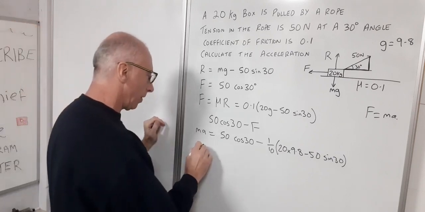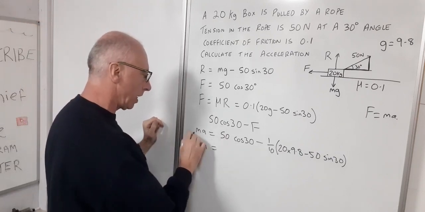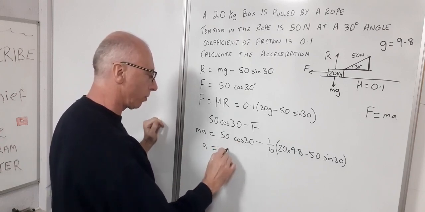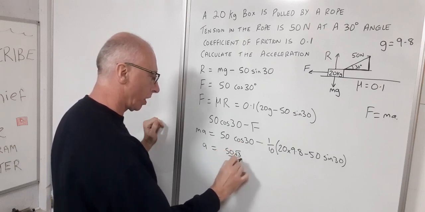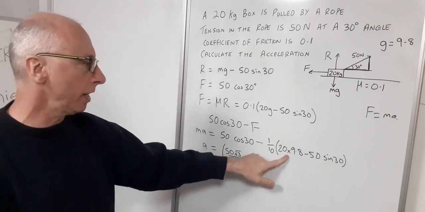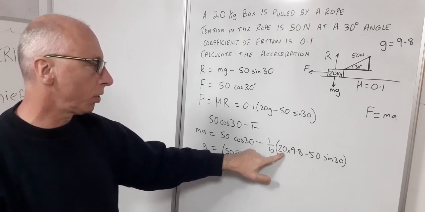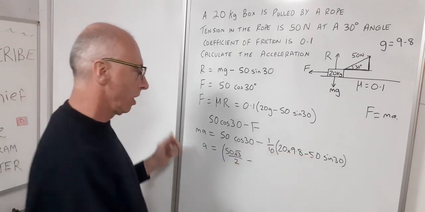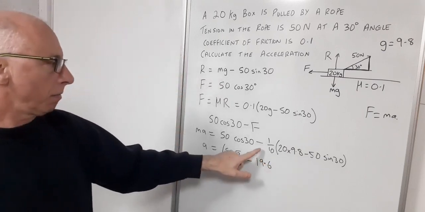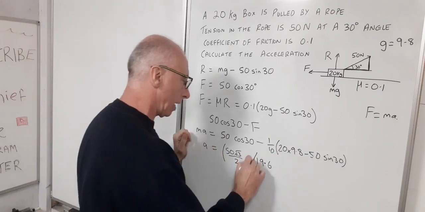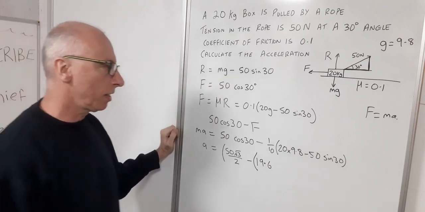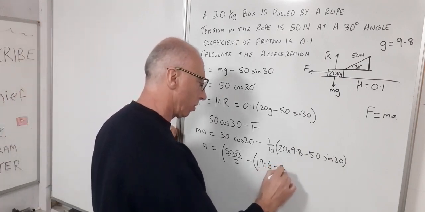So now, to get acceleration on its own, we can divide by the mass. So we'll now have 50 times cosine of 30. Cosine of 30 is root 3 over 2, so it's 50 root 3 over 2. Minus, divide all these by 10. So therefore that could just become 2, and that can just become 5. So then it'll be minus 19.6, minus this value in here, so put that in brackets, 50 sine 30, which would be 5 sine 30. Sine 30 is a half, so that would be minus 2.5.